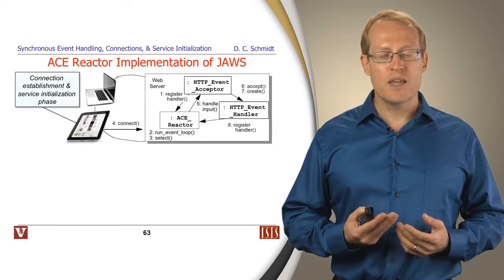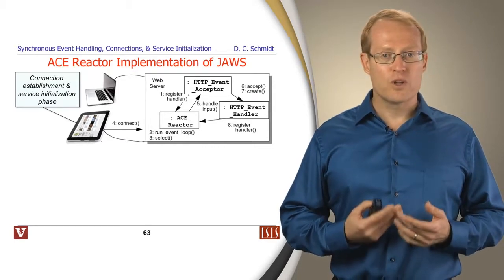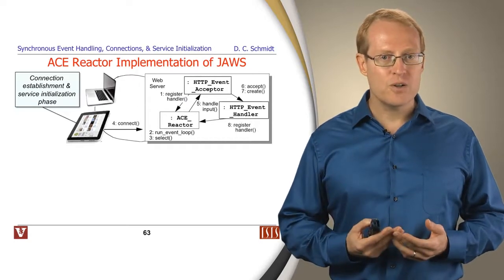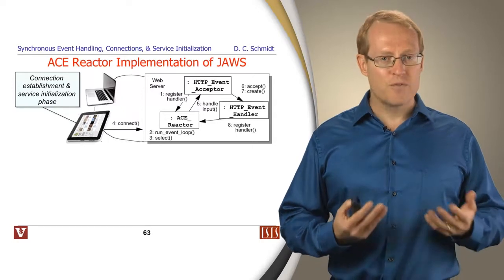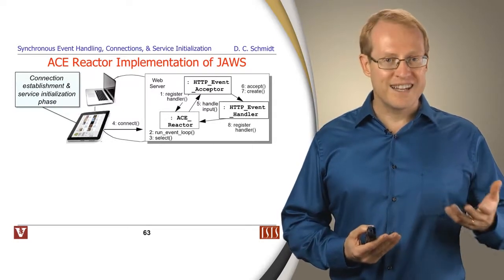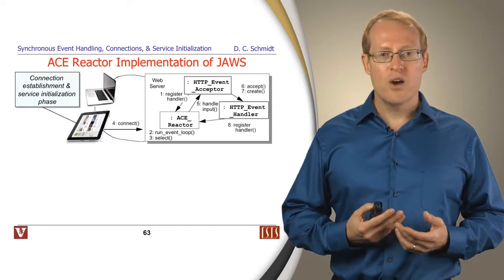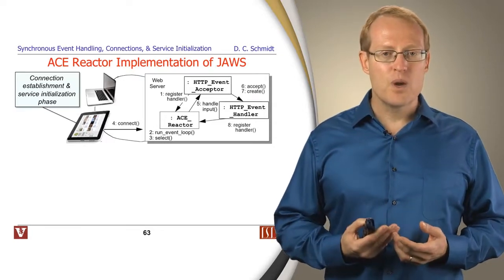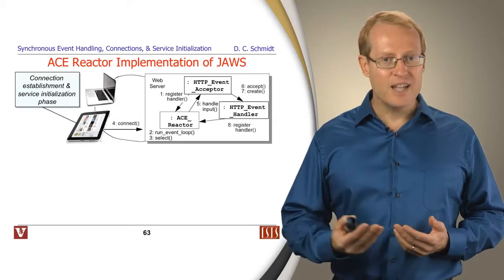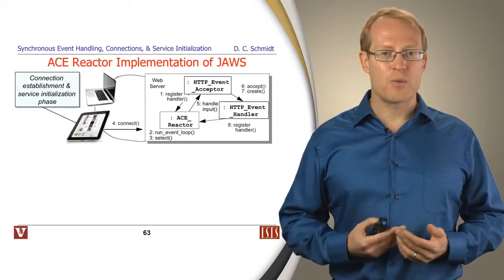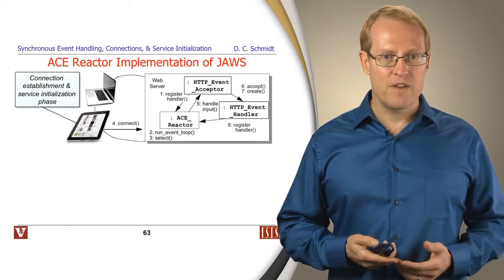What will happen here is that we'll create something called an HTTP event acceptor, which registers itself with the ACE reactor. The flow of control will then be turned over to the ACE reactor, which will wait for clients to send events. When a client connects, that'll cause the reactor to dispatch the handle input method on the HTTP event acceptor, which will act as a factory to create the appropriate HTTP event handler, which will then register itself back with the reactor. That's the connection establishment and service initialization phase.